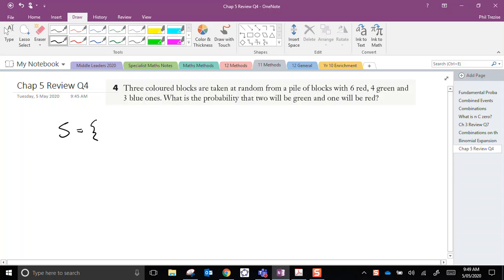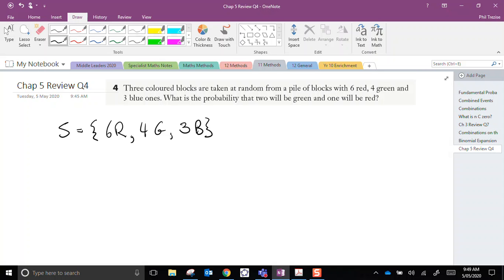So we have 6 red, I'm not going to write 6 R's in a row, 4 green ones and 3 blue ones. Lovely. Now we're choosing 3 blocks at random, 3 coloured blocks. So first let's work out the number of ways that this could occur. How many ways could we select 3 blocks from this group? Well, altogether there are 13 blocks there. So in this particular experiment, the number of ways of choosing is 13C3.